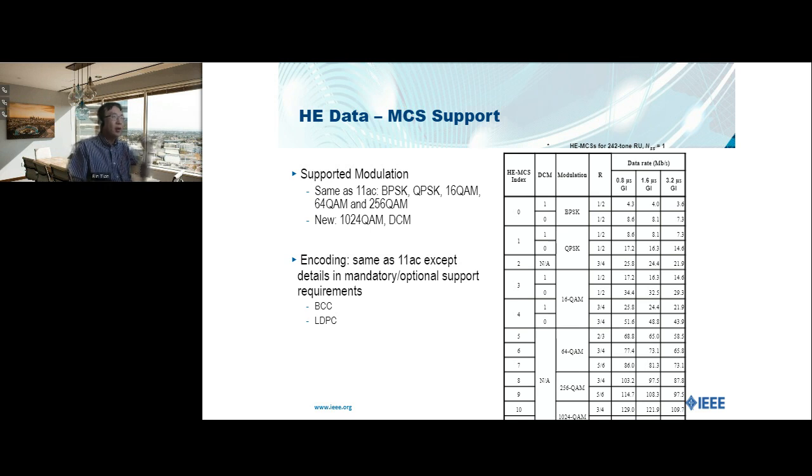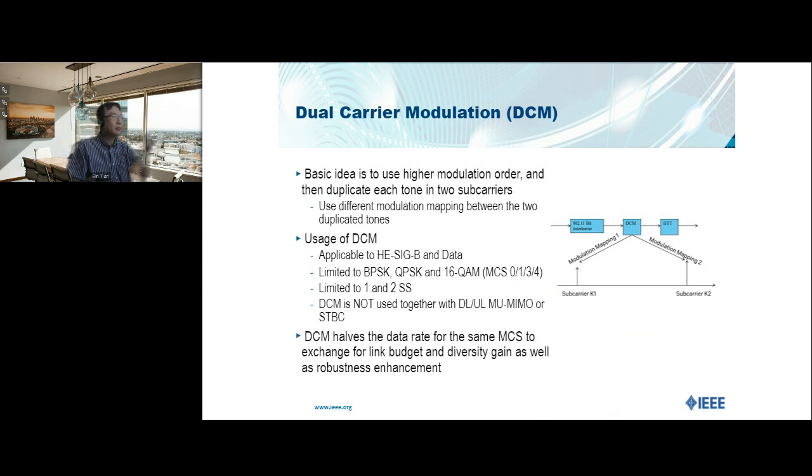So here I give the MCS table. On the right-hand side, you can see for each MCS, depending on whether DCM is enabled or not enabled, you have a different rate, because DCM duplicates the tones. Essentially, the data rate is halved when we enable the DCM. So as we just talked about, DCM essentially duplicates the tones.